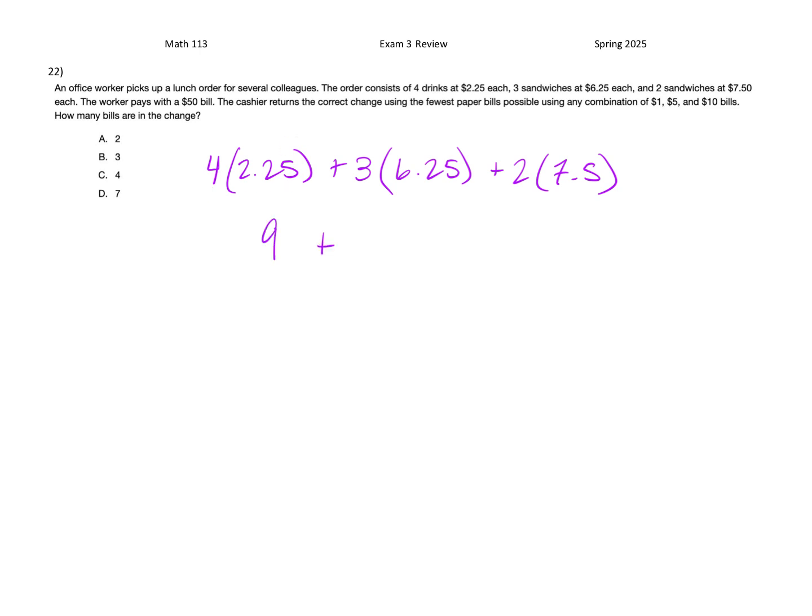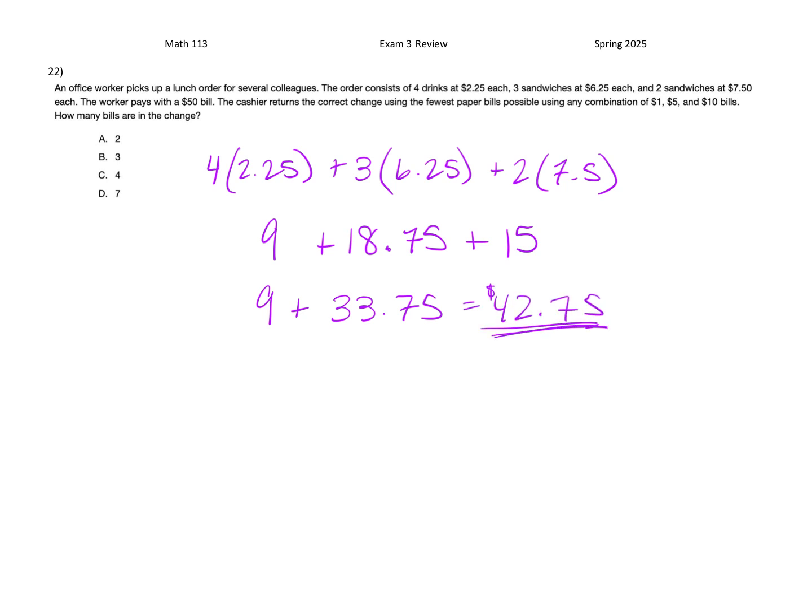Okay, and then 3 times 6.25. Well, 3 times 6 is 18, and 3 times 25 cents is 75 cents. And 2 times 7.50 is $15. Okay, so let's add these. This becomes 9 plus 33.75. I added these two first. And 9 plus 33.75 is 42.75. So that is the cost of the lunch.